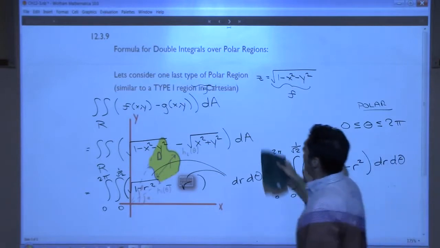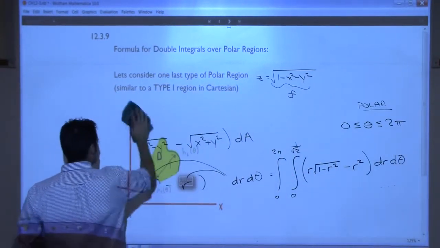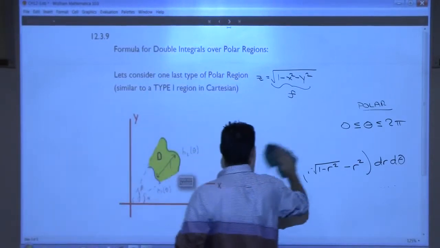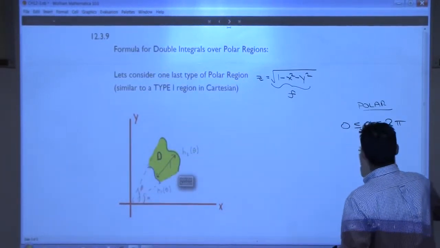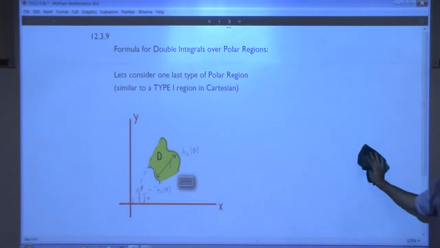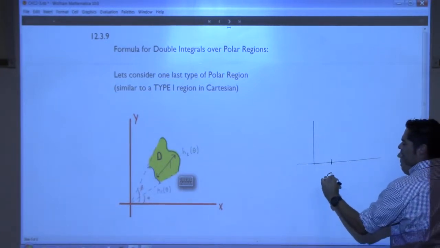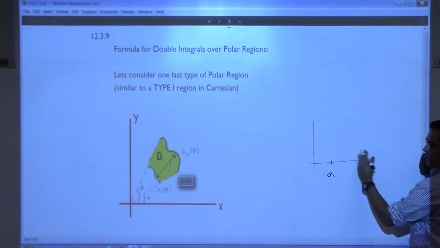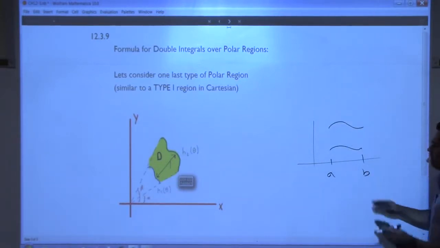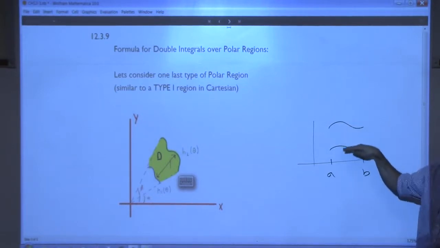All right, we have one last type of thing we're going to look at in this section. And we're not going to get too heavy into it. I just want you to know it's there. The idea of a type 1 region in Cartesian said that we're going to stick our x's between two constants, and our y values will be stuck between two functions. So as your x changes, your y values may vary between two functions, right?